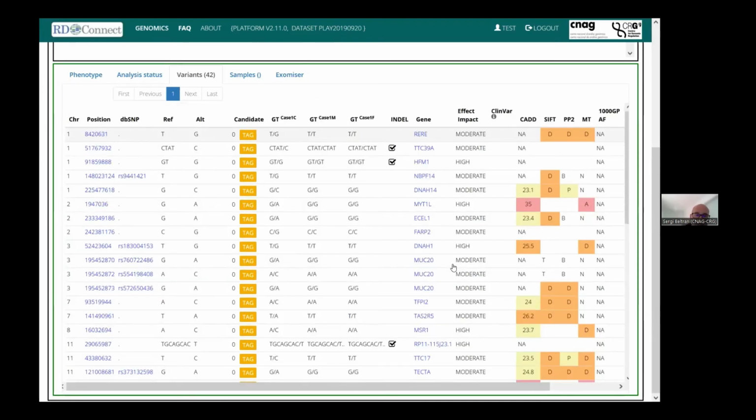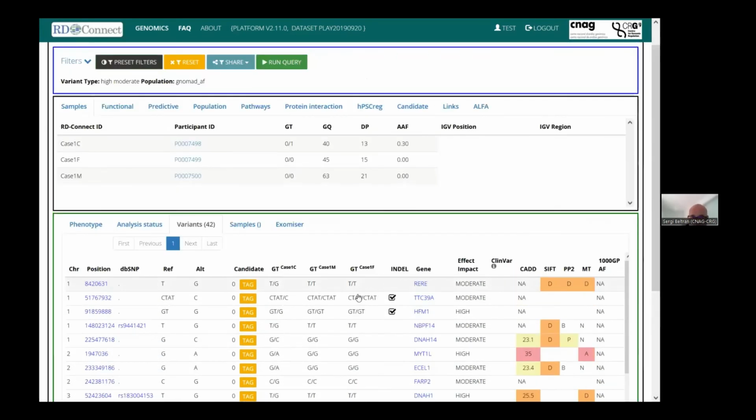And then here, when you select a variant, you have in the middle window further information about these variants. So you can see the information from the different participants. What was the genotype? As we were expecting, 0/1 and 0/0 for the mother and the father, the quality of the genotype, the depth of the sequencing at this specific position, and the alternate allele frequency of this position in the case of heterozygous positions.